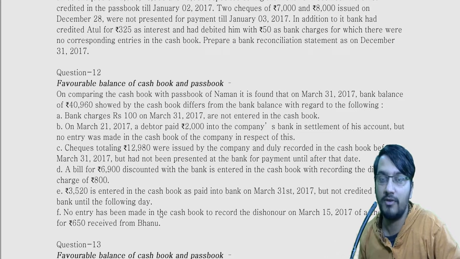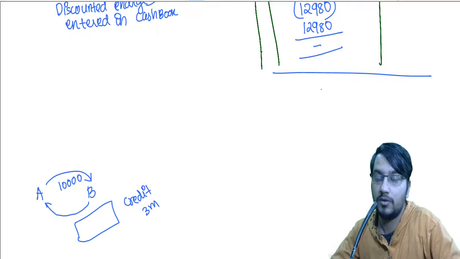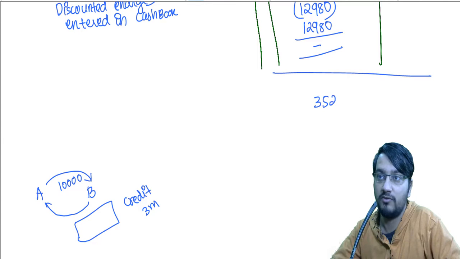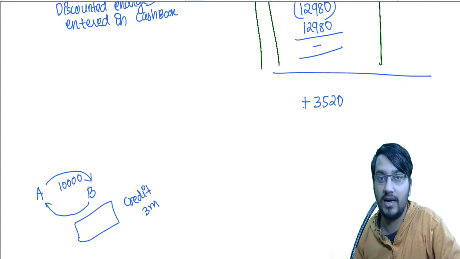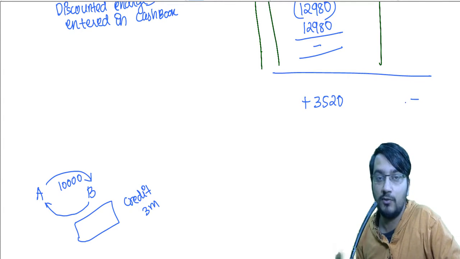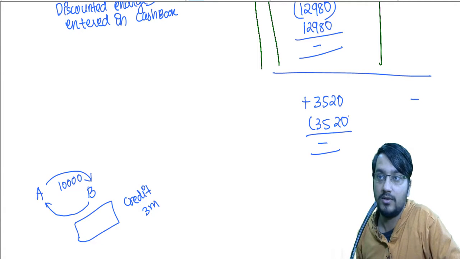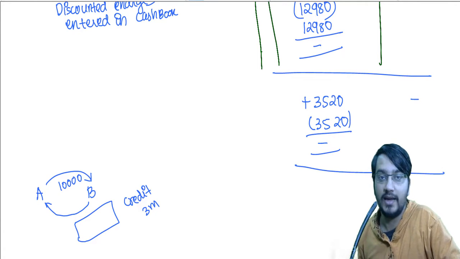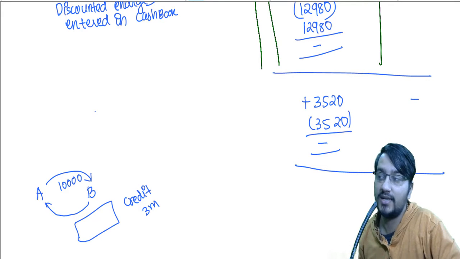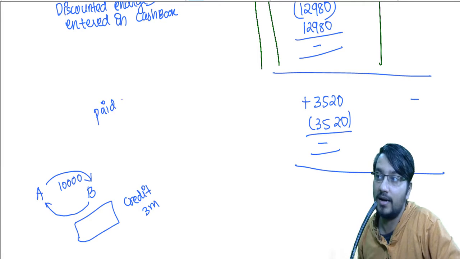The following day is 1st April and I'm preparing the bank reconciliation on 31st March only. So for 31st March it is a point of difference. Here I was expecting 3,520 in my bank account and nothing was credited, so I'll subtract it from here. Now some students may get confused again because this question has said paid into bank.